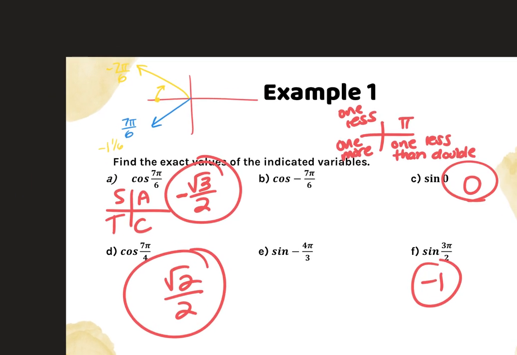So I already said, so we know which quadrant is negative 7 pi over 6 in? In the second quadrant, and we already did the cosine of 7 pi over 6. It's root 3 over 2. In the second quadrant, is my cosine positive or negative? Negative.